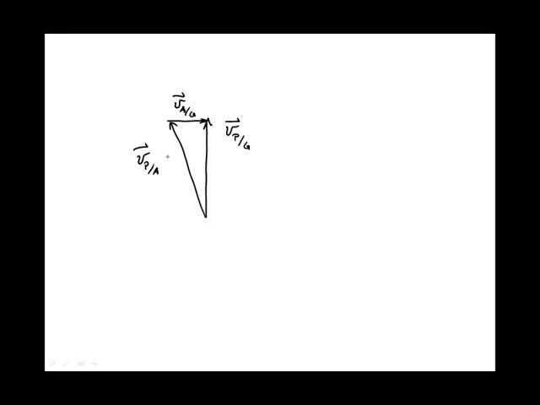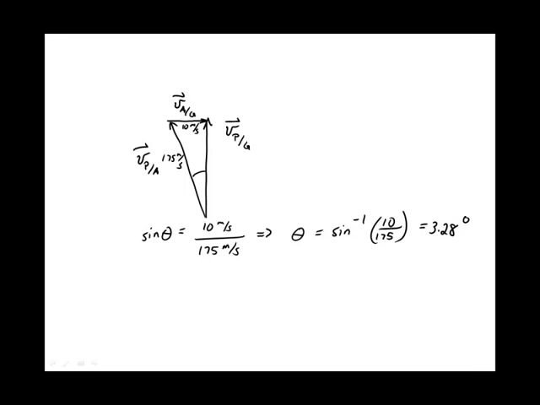Well, I know the magnitude of this side is 175 meters per second. And I know the magnitude of this side is 10 meters per second. And so I can find this angle by knowing that the sine of theta is equal to 10 meters per second divided by 175 meters per second. Notice the units cancel, which they need to. So that tells me then that theta is equal to the arc sine of 10 over 175. No units because they canceled out. And that's going to be 3.28 degrees. So I have to fly at 3.28 degrees west of north.